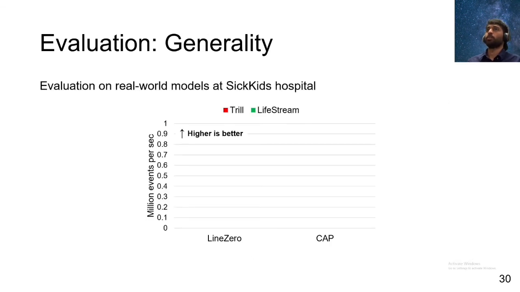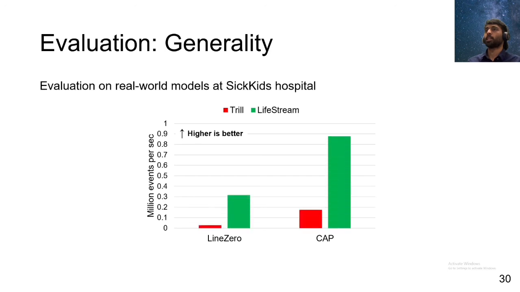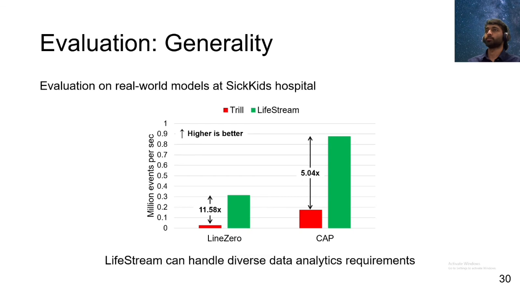Finally, we evaluate the generality of LifeStream by implementing 2 real-world models that are used at Sick Kids Hospital. Line 0 is an artifact detection model that runs on the blood pressure signal, on which LifeStream achieves about 11 times faster performance compared to Trill. CAP is a cardiac arrest prediction model, which runs on 6 different signal streams, and LifeStream achieves 5 times better performance compared to Trill. This shows that LifeStream can handle diverse data analytics requirements while at the same time providing superior performance.